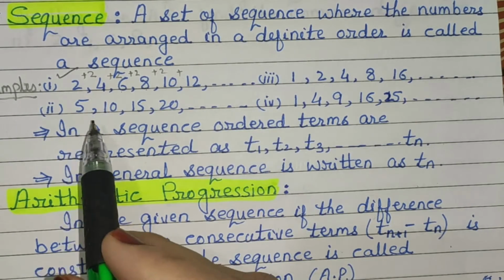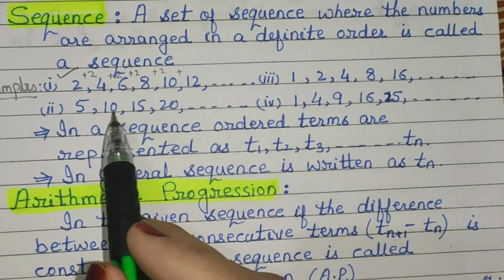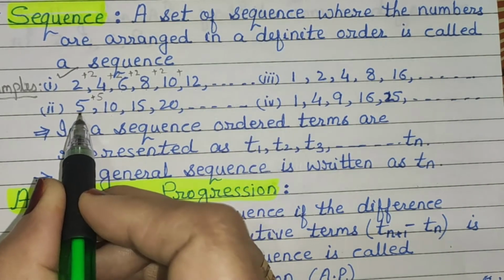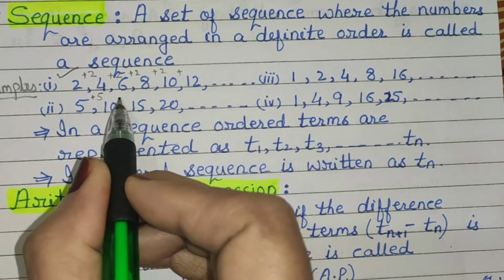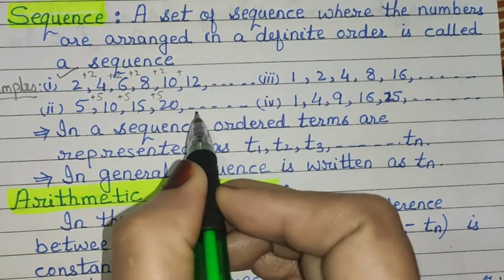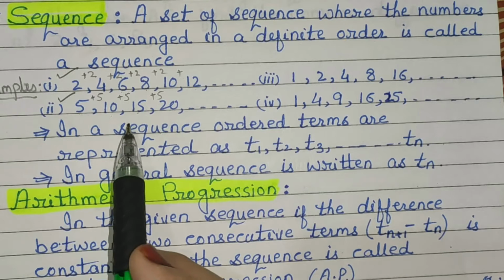Now look at the second one: 5, 10, 15, 20. The first term is 5. 10 is obtained from the previous one, means 5 plus 5 is 10. Now 10 plus 5 is 15, 15 plus 5 we get 20, and so on. Therefore, the second example of the sequence is an AP.